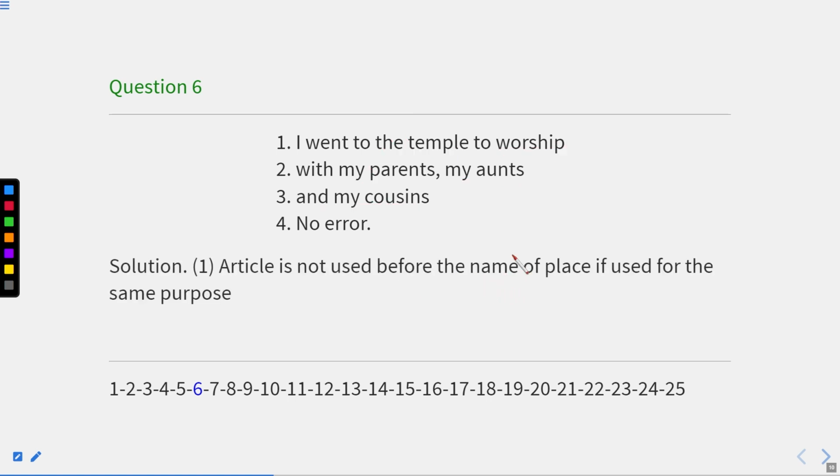Article is not used before the name of a place if used for the same purpose. Therefore this the will not be used over here. And the correct sentence will be, I went to temple to worship with my parents, my aunts and my cousins. Okay, so this will be the correct sentence. I hope this much is clear to you all. Well, let us move to the next one.